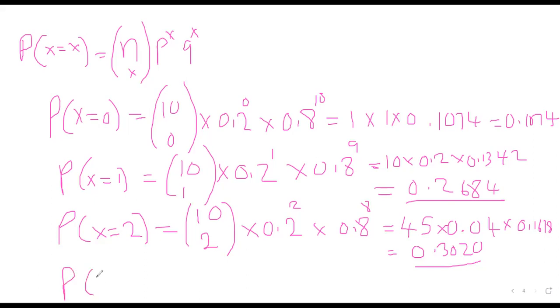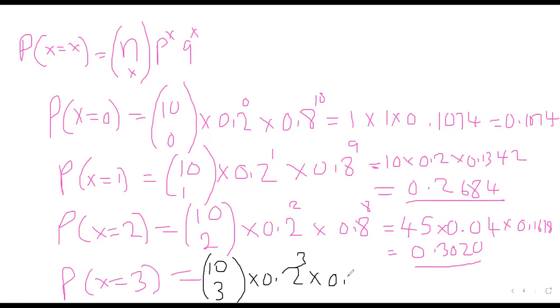Lastly, let's try x is equal to 3. Can somebody lead us? What are we going to have here? What are we going to have? Chiloba? 10 combination 3. Then 0.2 to the power 3 times 0.8 to the power 7.